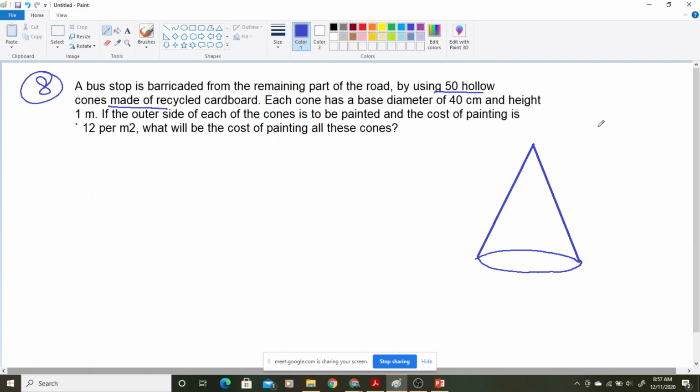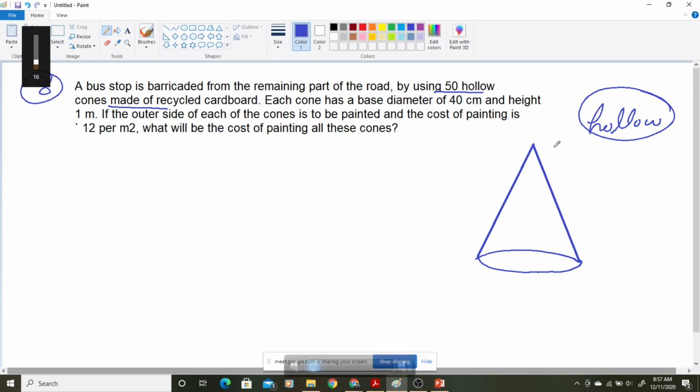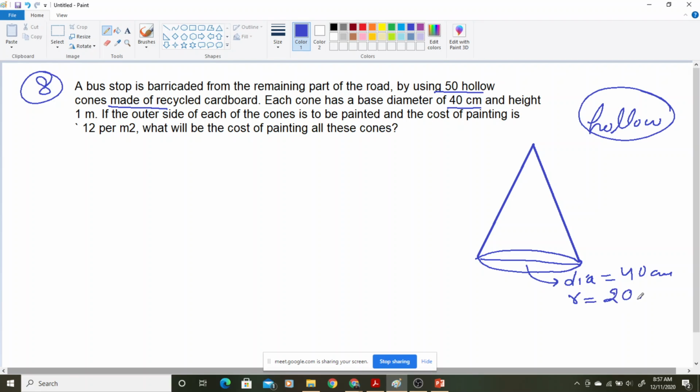50, देखो अब इन्होंने अगर hollow बोला है ना, then hollow means itself that what you will be finding in the question. CSA वहीं पे पता लग जाता है. Yes, you will be finding CSA in this question. So each cone has a base diameter of 40 centimeter. See, the diameter is given, it is 40 centimeter. So if diameter is given, you can find the radius easily. Radius कितना होगा उसमें? It will be 20 centimeter. Okay. And height is given as 1 meter. जो height है वो 1 meter है.